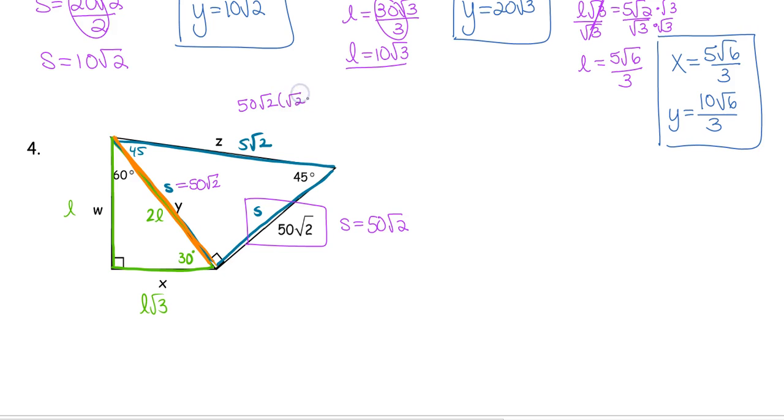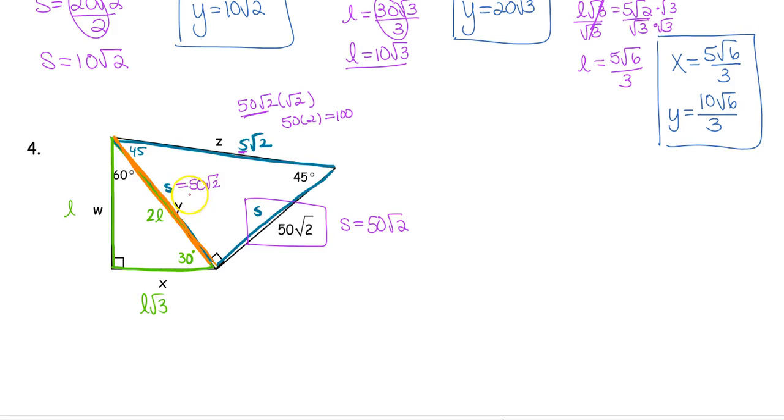So S is 50 root 2. I'm taking that and multiplying that by an additional root 2, because remember, S times root 2. Root 2 times root 2 is just 2, so that becomes 50 times 2, which is 100. So again, that key right there is that shared side. That shared side we now know is 50 root 2.